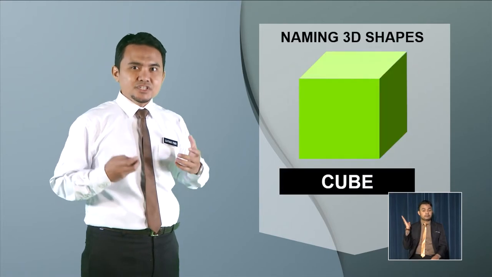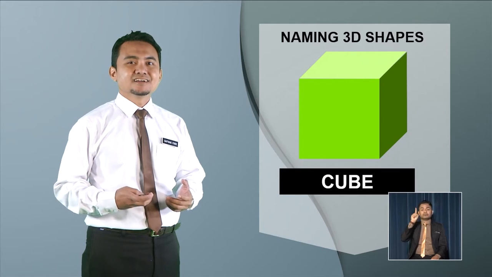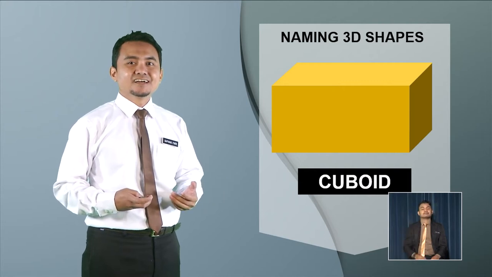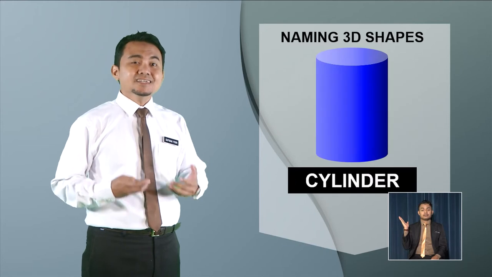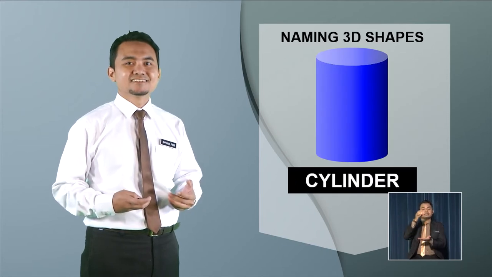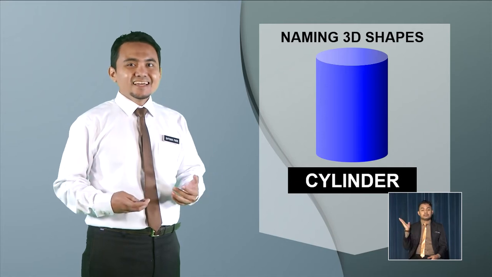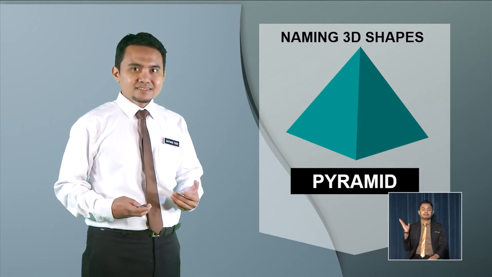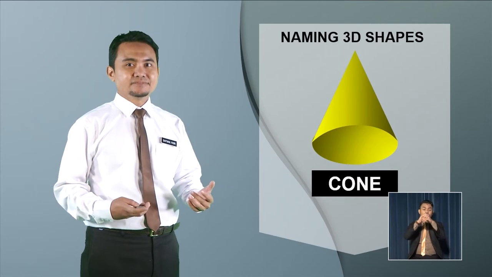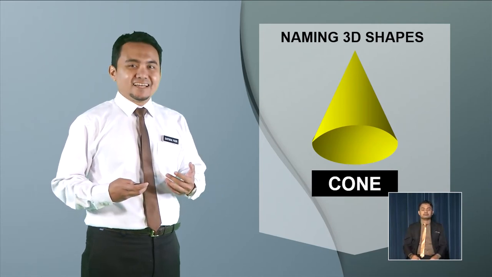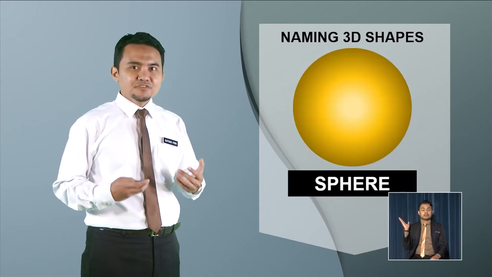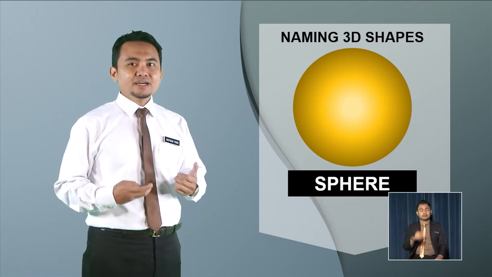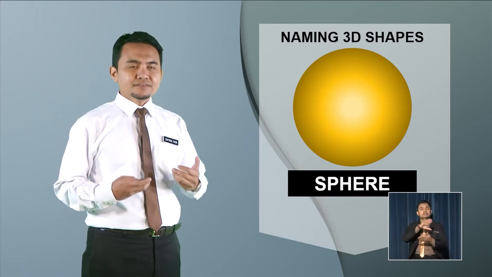This is a cube. This is a cuboid. This is a cylinder. This is a pyramid. This is a cone. This is a sphere. Very good, boys and girls. You are able to name all the shapes correctly.